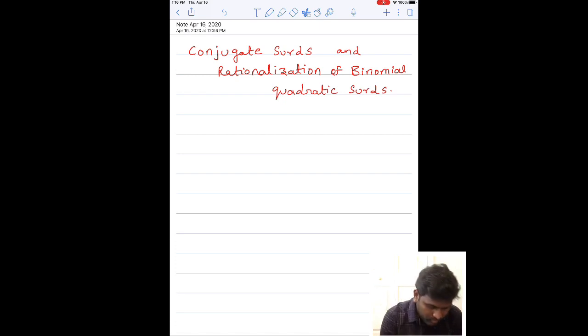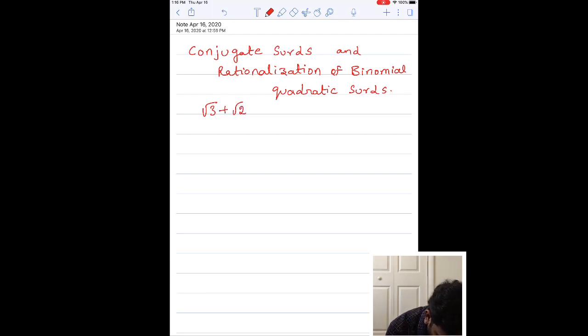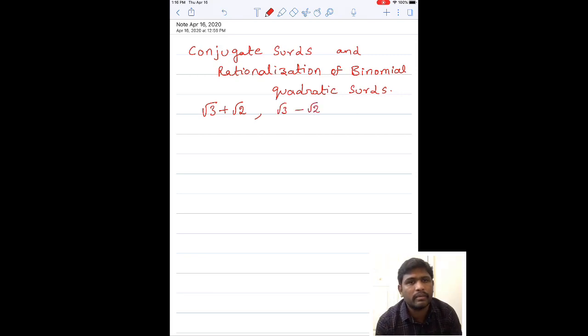For an example, let us take root 3. Root 3 is a simple surd. Root 2 is also a simple surd. I will add these two surds and I will subtract the same simple surds which I have taken. Now this addition and subtraction makes these two conjugate surds. Now they are called conjugate surds.